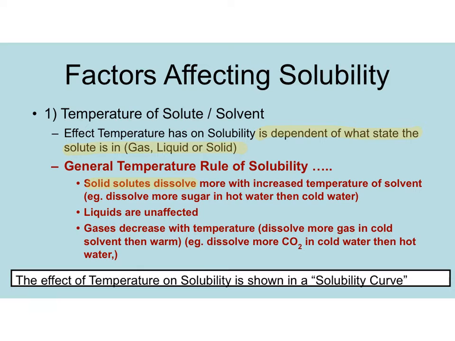solid solutes, like sugar in water, dissolve more with increased temperature of the solvent. For example, you can dissolve more sugar in hot water than in cold water, and that's why we do it when we make Jell-O. We want to dissolve so much sugar in Jell-O that we can't do it using cold water, you have to use hot water. So whenever you take a solid and dissolve it into a liquid, if you want to dissolve a whole bunch, you want the temperature high.